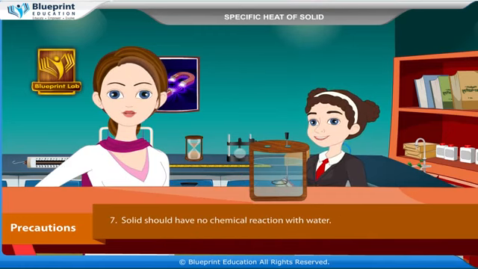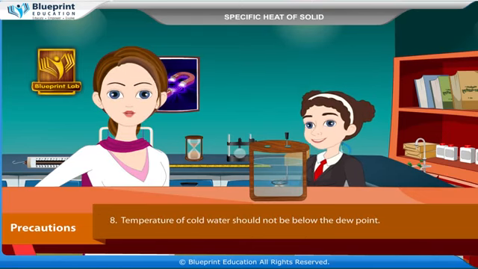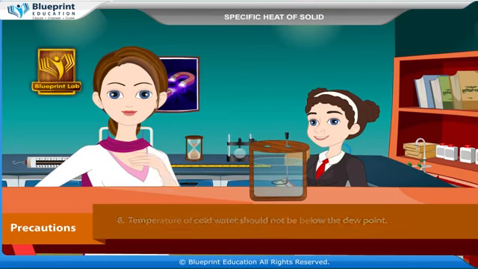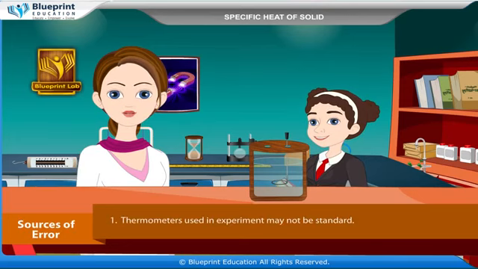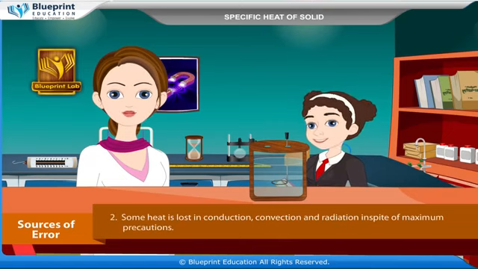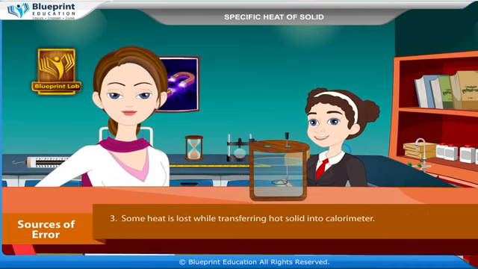Solid should have no chemical reaction with water. Temperature of cold water should not be below the dew point. Final temperature of the mixture should be noted after thorough stirring. Sources of error. Thermometers used in the experiment may not be standard. Some heat is lost in conduction, convection, and radiation in spite of maximum precautions. Some heat is lost while transferring hot solid into the calorimeter.